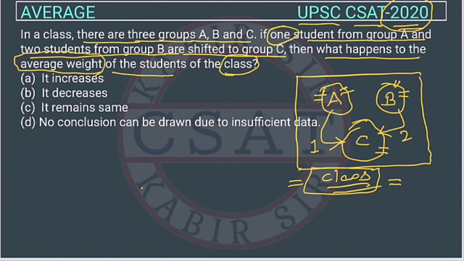कौन सा स्टूडेंट कहाँ शिफ्ट हो रहा है, राइट? So the average weight of the class will remain same, but if the question comes about the average weight of these groups A, B, or C, then it will change, right? So the answer will be, it remains same. So option C is the correct answer, right?